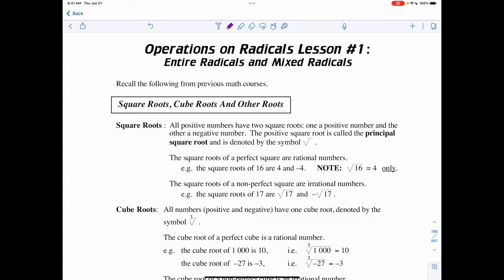Okay, for this lesson, we're going to take a look at a review of converting between entire and mixed radicals. So this is basically what we should have covered in Math 10C.